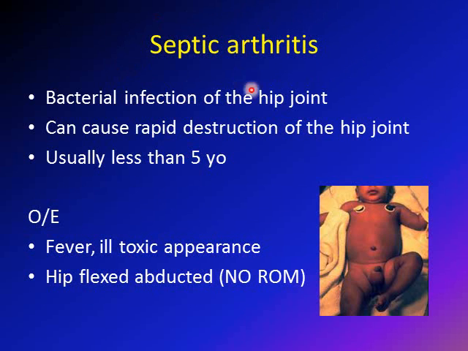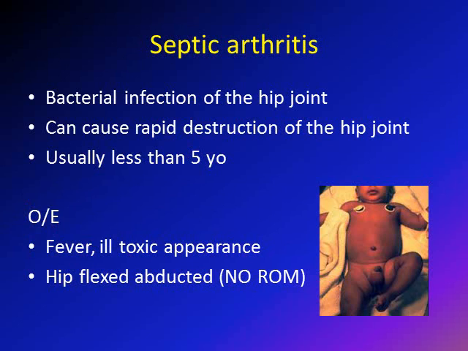Let's discuss now septic arthritis, a very important disease that sometimes affects the hip joint. Septic arthritis is bacterial infection of the hip joint. And why is it important? Because it can cause rapid destruction of the hip joint. The enzymes of the bacteria can destroy the cartilage of the hip, so this condition should be treated as soon as possible. It usually affects children less than 5 years old.